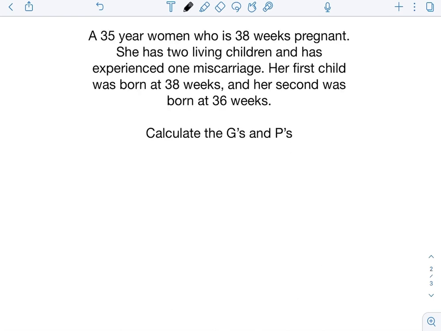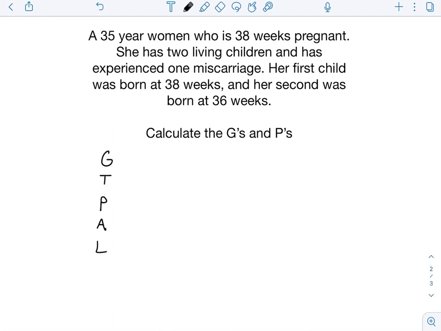All right, guys, so here we are with our example, and I'll go ahead and read it out for us. So we have a 35-year-old woman who is 38 weeks pregnant. She has 2 living children and has experienced 1 miscarriage. Her first child was born at 38 weeks, and her second was born at 36 weeks. Go ahead and calculate the G's and P's. All right, now the first step is I would just go ahead and write out the letters we had above. So let's write out G, T, P, A, L.